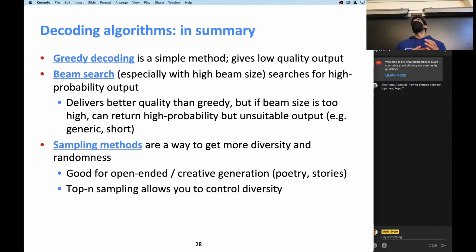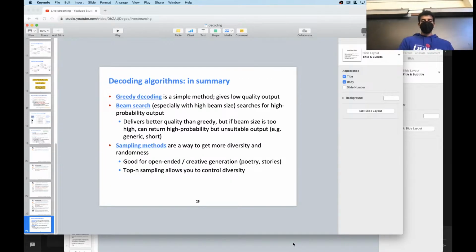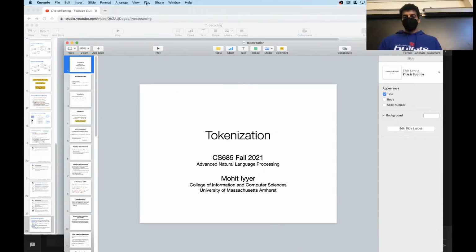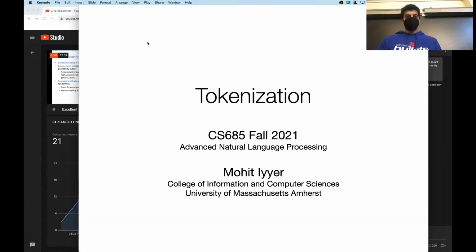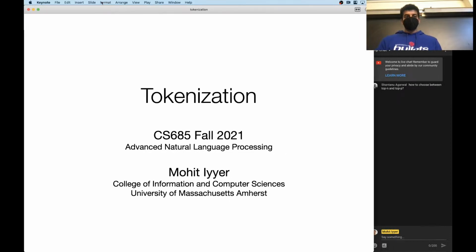If you want very, very high faithfulness and you don't want diversity, something like machine translation is a case where everyone uses beam search, because you don't want any sort of randomness, really. You want to be as faithful to the input as possible. Versus in dialogue systems or story generation, no one uses beam search for these tasks because you want more diversity, you want less generic outputs, and so on. All right, so in the remaining time, let's move on to the topic for today, which is tokenization.